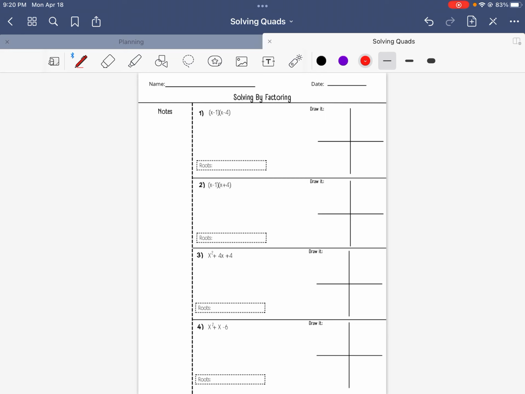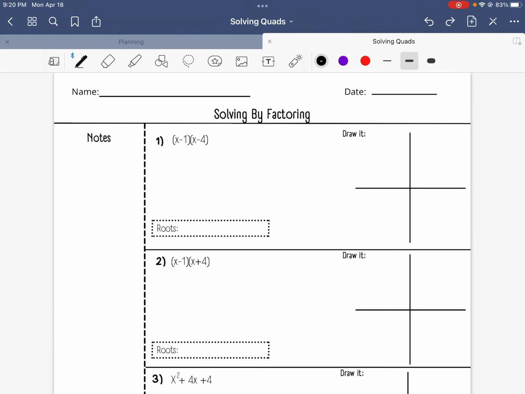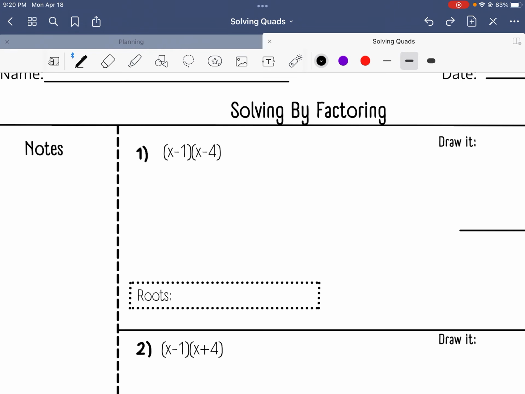Hello mathematicians, and welcome to day 2 of solving. Now, instead of factored form, we're going to be solving by factoring. So I'm going to go ahead and do the first one as a review.